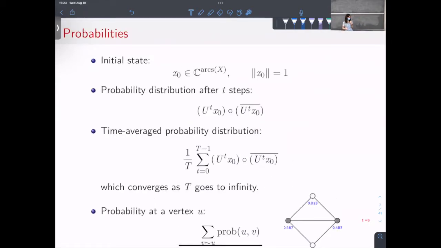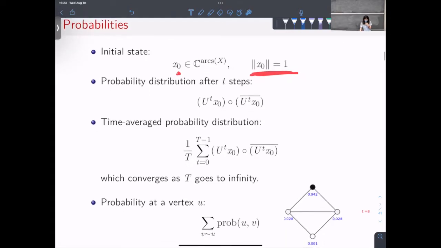And what we care about in the evolution is the probabilities. So let's say I start with an initial state, and usually we will normalize it to a unit vector. Then the probability distribution after t steps is described by this entry-wise product. Because U is unitary, U to the t times the unit vector is again a unit vector, so the squared moduli of this long vector sum to 1. So the Schur product of this vector with its conjugate will give you a probability distribution, and this is the distribution over all the arcs.